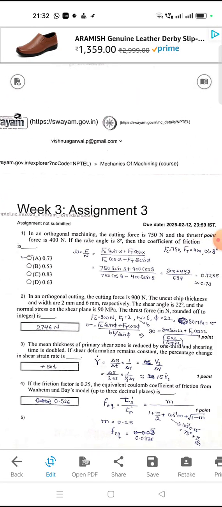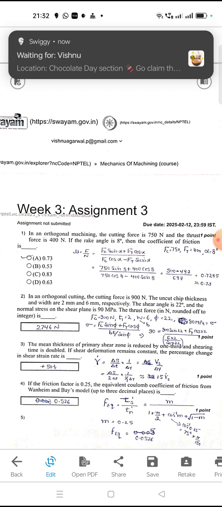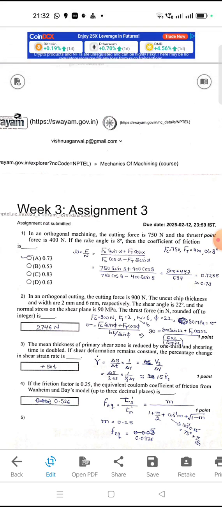Okay, now question number 3. In the question number 3, the mean thickness of primary shear zone is reduced by 1/3 and shearing time is doubled. So by the formula of strain rate, delta S upon delta T into 1 upon delta Y. Here the thickness is reduced by 1/3 and the shearing time is doubled. So the percentage change in shear strain will be 1.5 gamma S. It means 50% will be increases. So strain rate 50% increases.